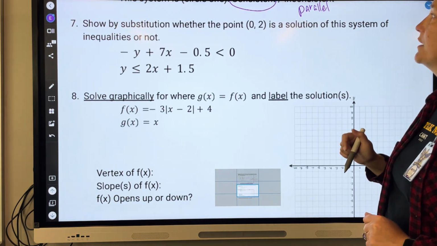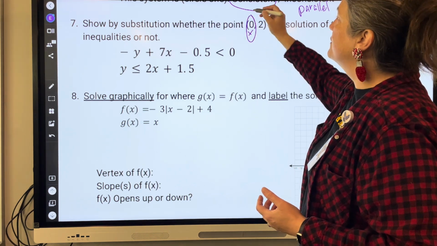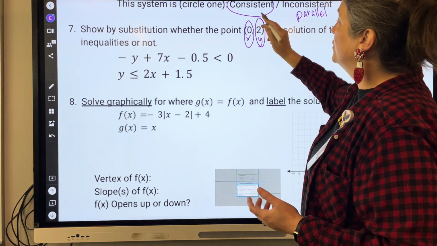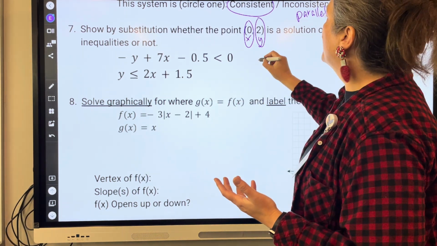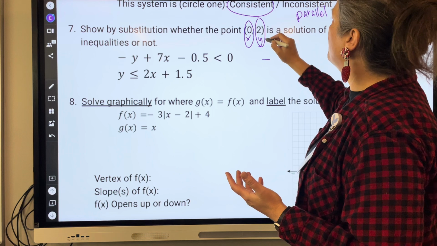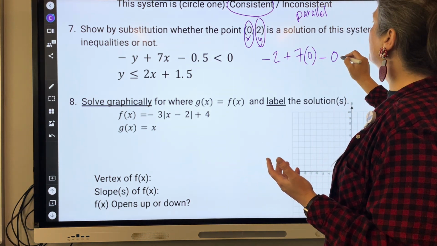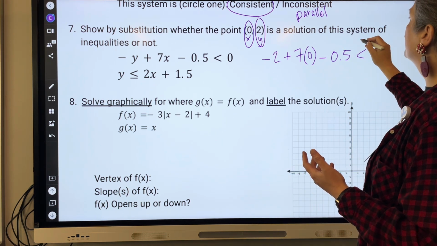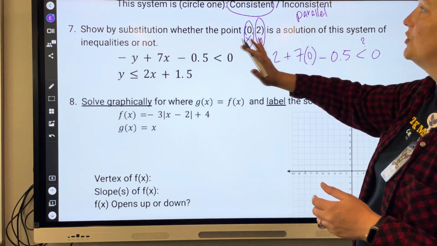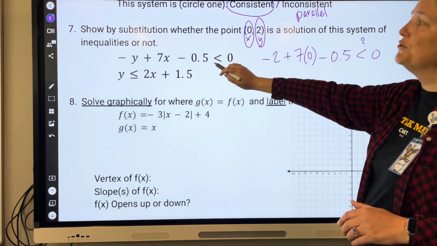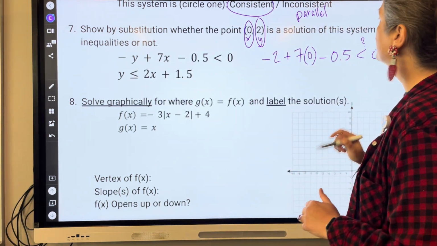Show by substitution whether the point 0, 2 is a solution of the system. When they say substitution, they mean x is 0, y is 2. So I'm just going to substitute in for these values. Negative y is 2, plus 7 times 0, minus 0.5, is that less than 0? The question stands, right? We're looking to see whether it's a solution or not. It needs to match both of them. I need both inequalities to be true for this to be a system solution.